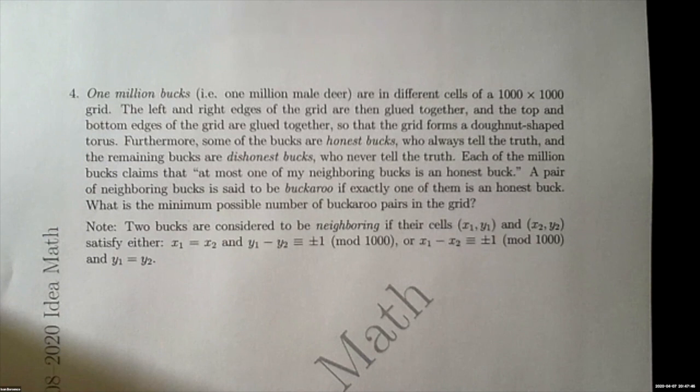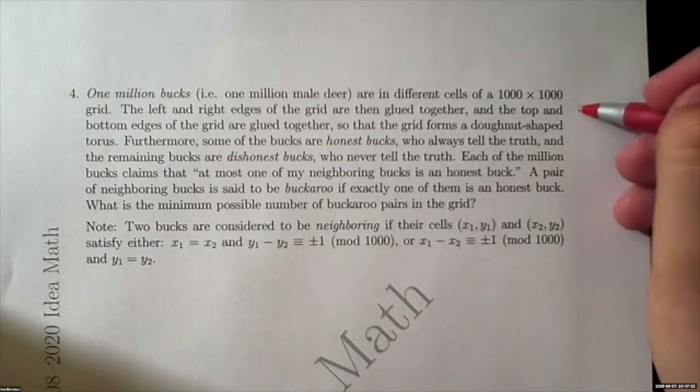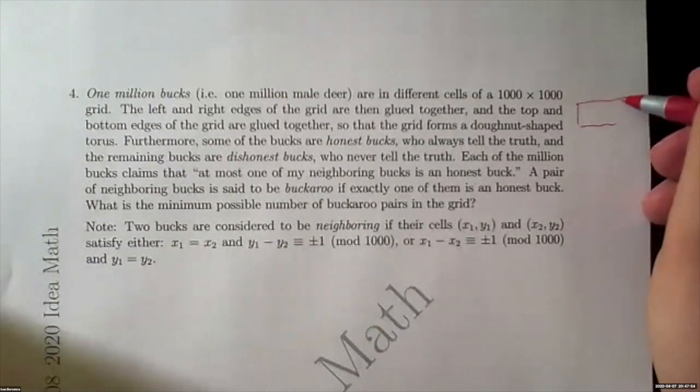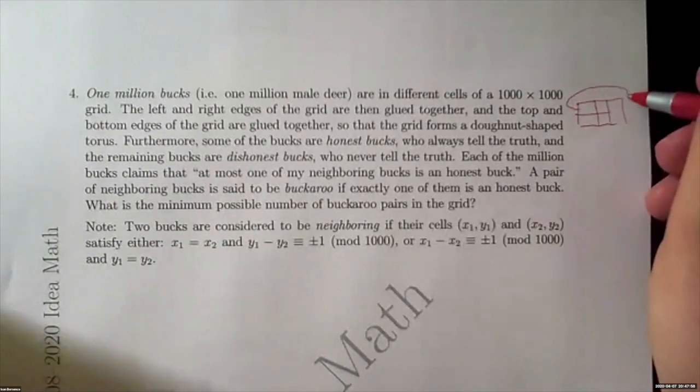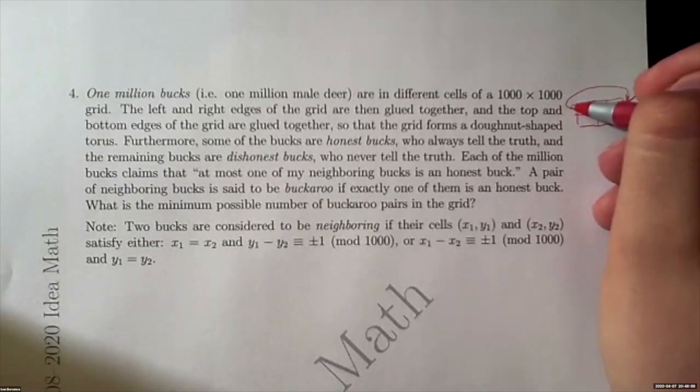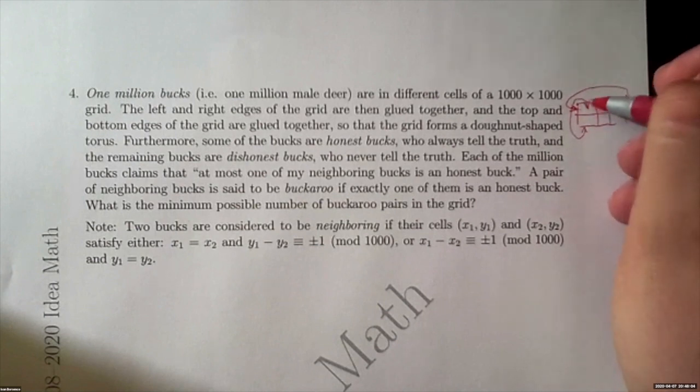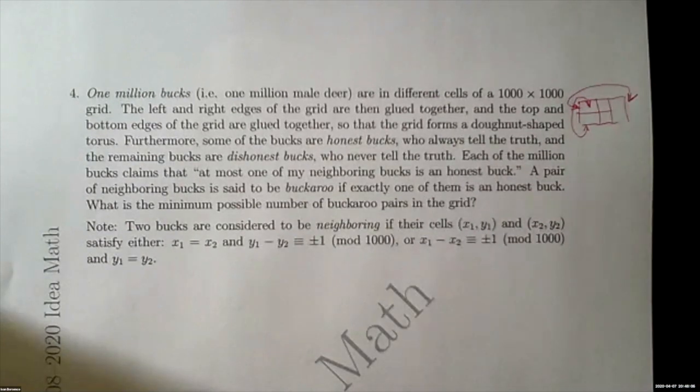Don't worry about the donut. The point is that if you're at the edge of a grid, there's no such thing as an edge. If you move over, you go to the other side of the grid. Yvonne's drawing a little helpful note. So don't worry about the donut part. Furthermore, some of the bucks are honest bucks who always tell the truth, and the remaining bucks are dishonest bucks who never tell the truth.